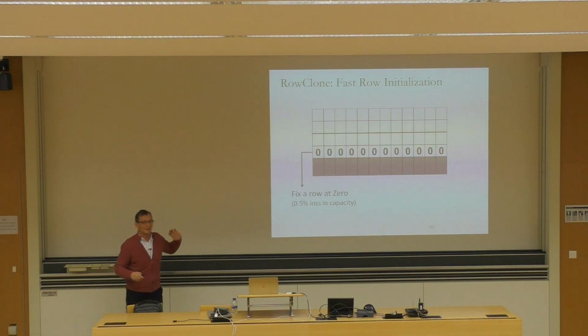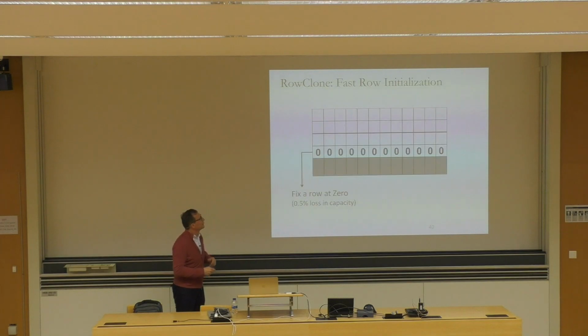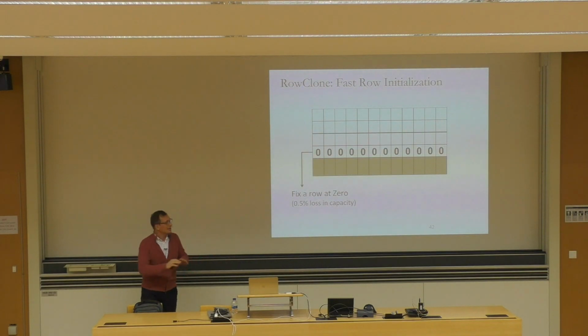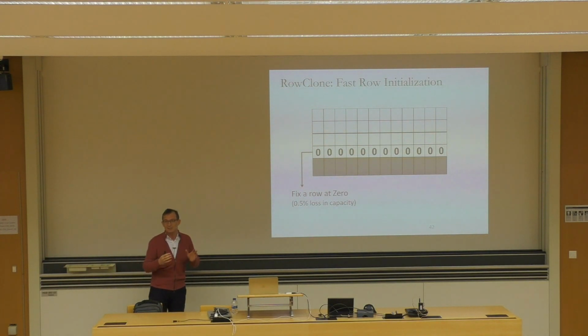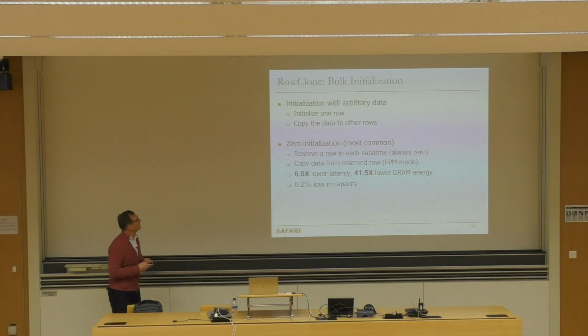That's the idea. If you want to initialize an entire row to some other value, you initialize the row to that value, write data to it, and then you copy that data to the other rows in the subarray. That's the idea. So that's why initialization is really a special case of copy. And yeah, basically we've discussed this. Initialization with arbitrary data, you initialize one row, copy the data to other rows. Zero initialization is most common.